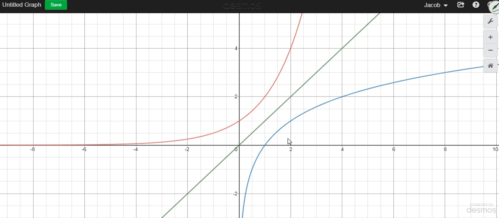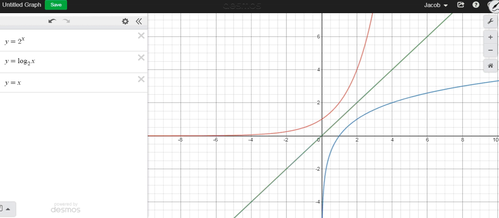So this is the representation of what I just did, except in Desmos. Right? And what are my equations? I got y equals 2 to the x. My green equation is y equals x. That's the identity function. But look at my blue equation. Log base 2 of x.